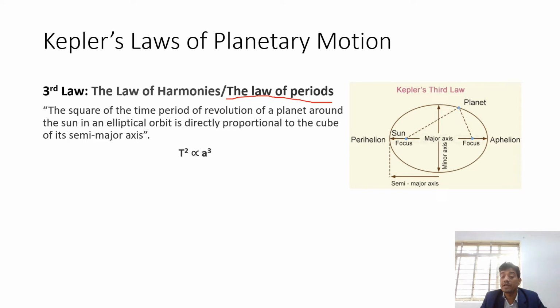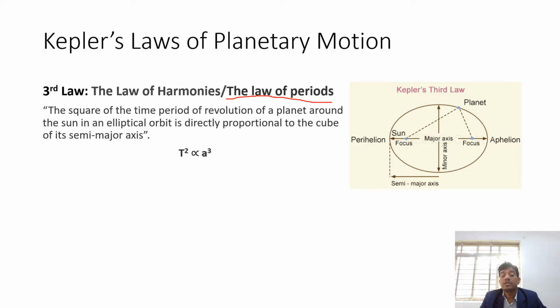Similarly, it is different for different planets. Rotation of the planet about its own axis, for our earth, you know that is 1 day, 24 hours, right? Here we are talking about the time period for a revolution of the planet around the sun.